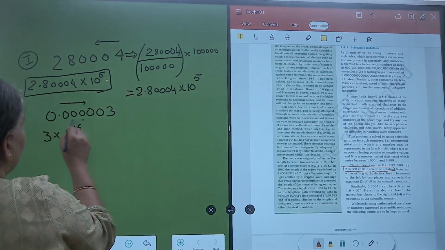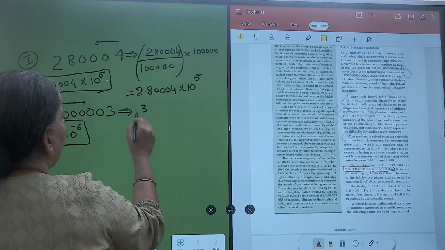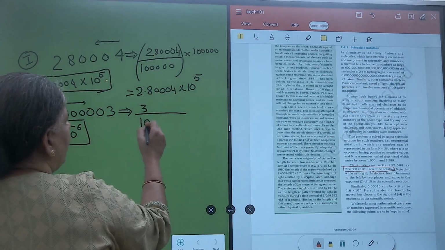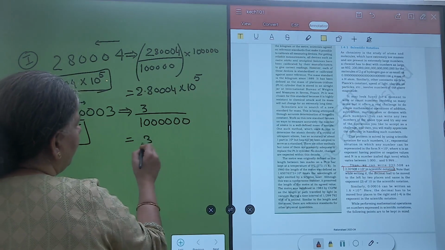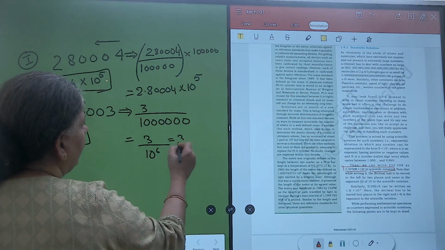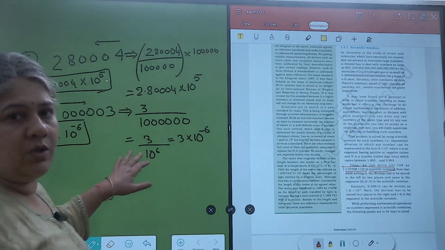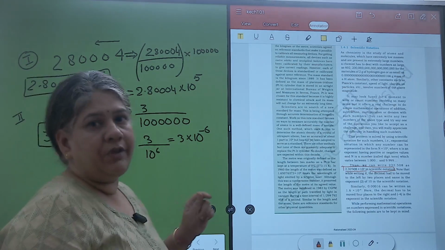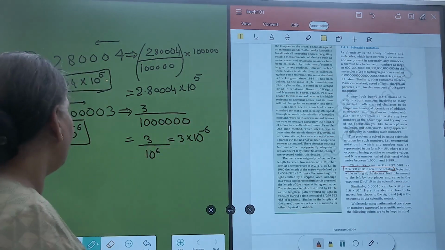Now let's see how it is done mathematically. You write 3 upon 1, 2, 3, 4, 5, 6, or you write 3 upon 10 raised to the power 6, or 3 into 10 raised to the power minus 6. Take this 10 raised to the power 6 in the denominator to the numerator. So using the laws of exponents, this 6 will become minus 6 when it goes to the numerator.